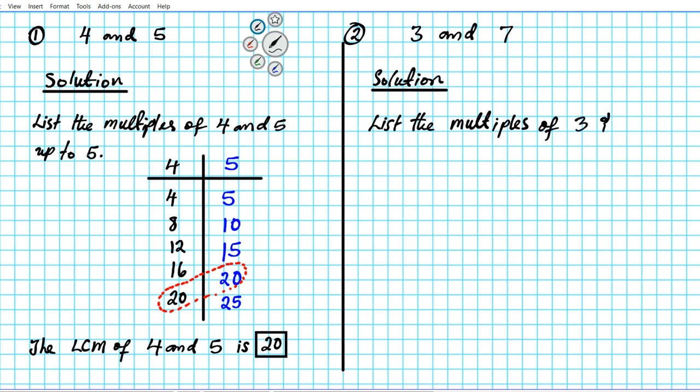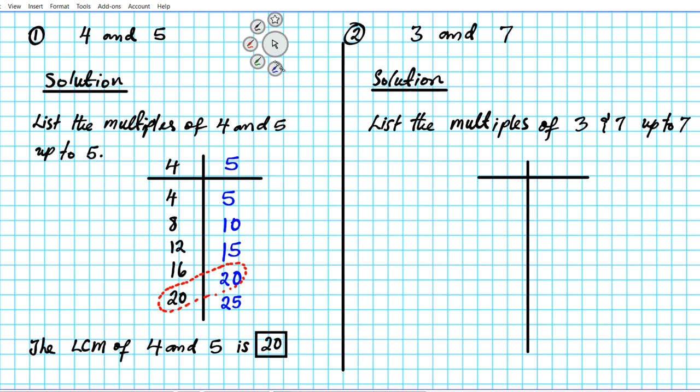And 7 up to 7. Okay? Up to 7, or until we find a number that shows up in both factors, in both multiplication facts. So let's go ahead and list our multiples of 3 and 7.